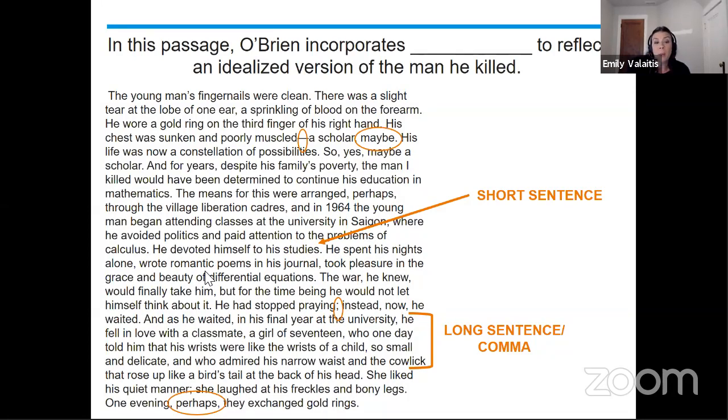"His chest was sunken and poorly muscled. A scholar, maybe." So it seems very informal and very casual. "Or one evening, perhaps, they exchanged gold rings." It seems very much like stream of consciousness, as though he's inventing the life of the man as he goes.